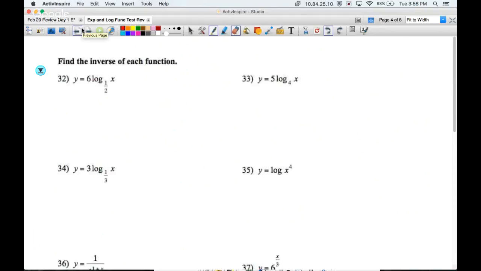All right, finding inverses. The very first step of finding an inverse is always the same. We just need to swap x and y. So to find an inverse, you got to swap x and y. So this becomes x equals 6, and it's the log of 1/2 power of x, or the x now is a y. Now we want to isolate y. So I'm going to do that by potentially dividing both sides by 6.